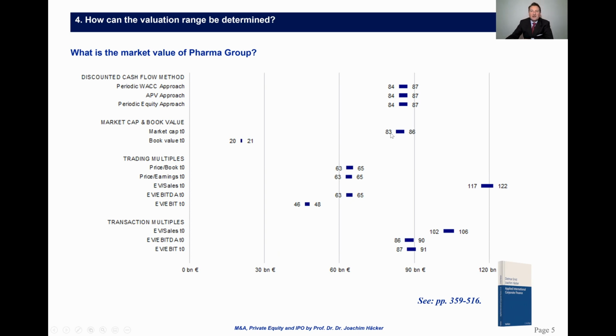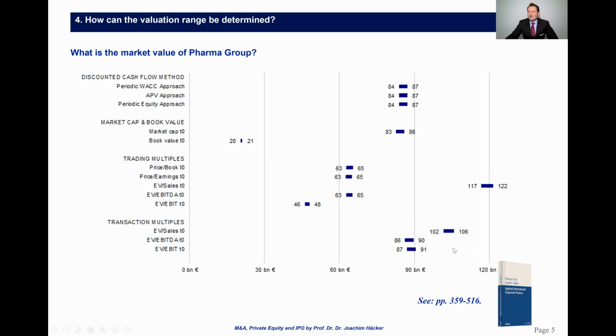You see a price book multiple of roughly 4. You see the trading multiples are lower than the DCF and the market cap. However, the enterprise value sales-based trading multiple result is higher, and you see the transaction multiples are higher than the DCF. Starting with the transaction multiple.